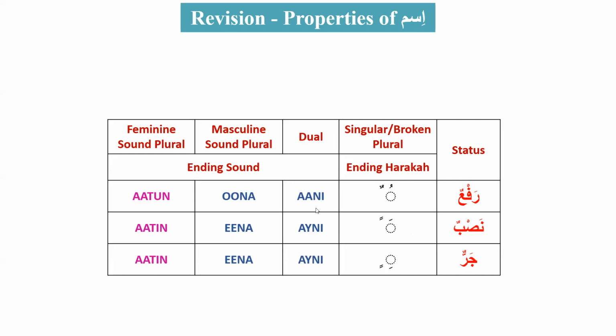And in dual, ani sound at the end, ending sound ani is rafa, ending sound aini could be nasab or jar. And for sound masculine plural, only sound, una ending sound will be rafa, ina sound will be nasab or jar. And for feminine sound plurals, again, sound plurals only, atun will be the ending sound for rafa words and atin will be for nasab and jar.